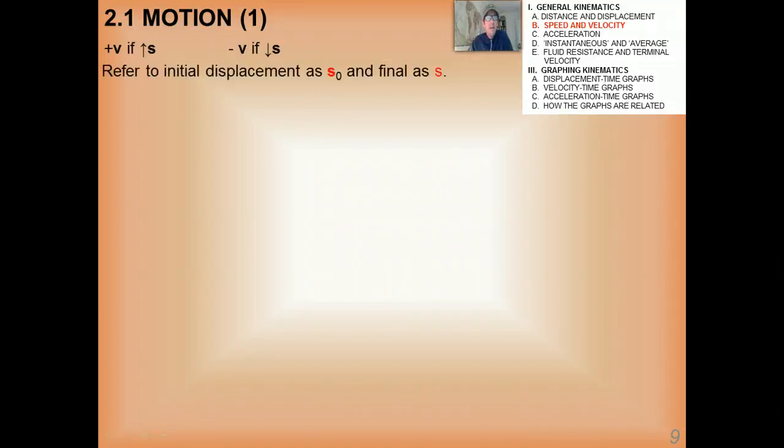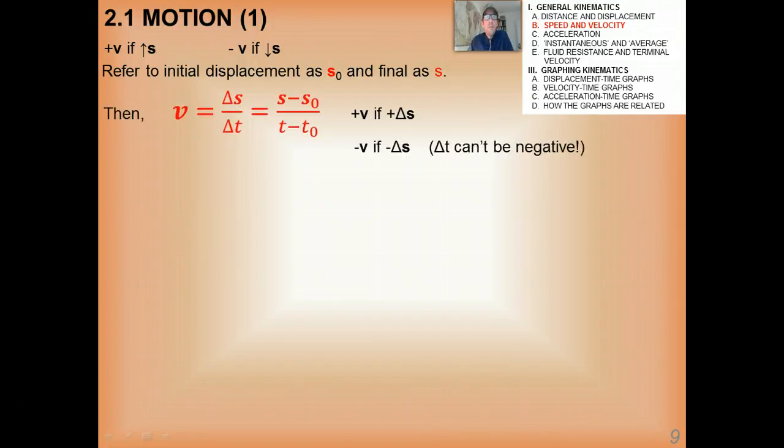So there's a positive velocity if the displacement is increasing. There's a negative velocity if the displacement is decreasing. Think about that. We refer to the initial displacement as s naught and the final as s. These should both be vectors. Then the velocity is the change in displacement over change in time, which is s minus s naught over t minus t naught. If the change in displacement is positive, it's a positive velocity. If the change in displacement is negative, it's a negative velocity.